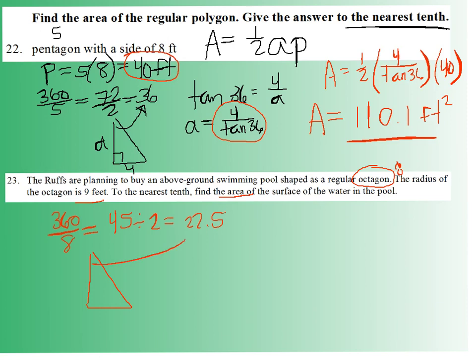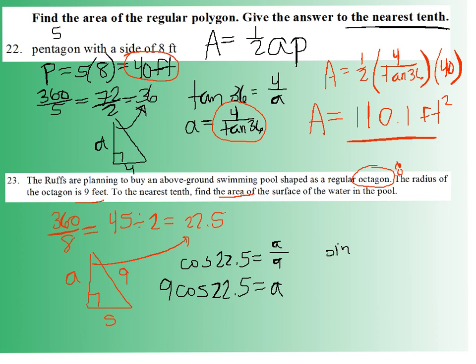So this angle is 22.5. I know my radius, it says, is 9. I need to find this side and this apothem. So I'm going to use a few different trig functions. To find the apothem, I'm going to say cosine of 22.5 is equal to a over 9. So a is just 9 cosine of 22.5. That's my apothem. To find my side, I'm going to use sine.